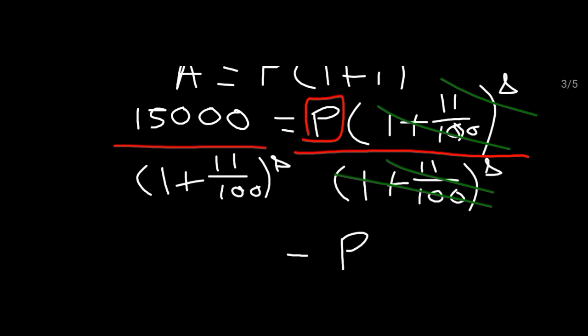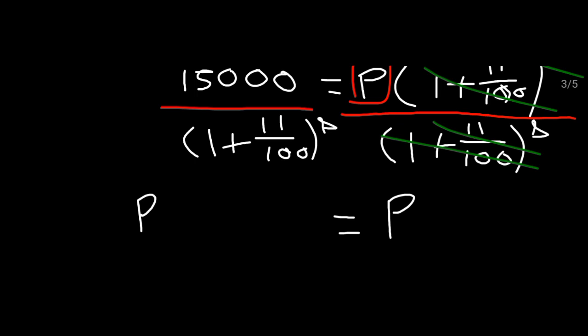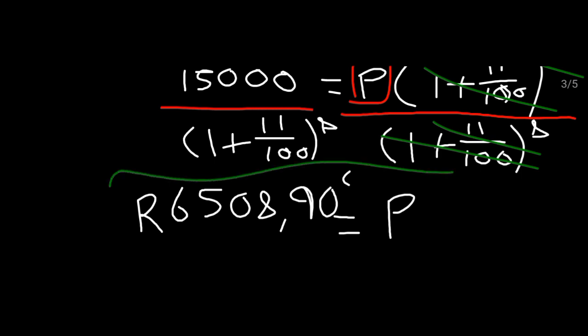You say 15,000 divided by 1 plus 11 over 100, and then all to the exponent of 8. And then we get the value of, write it here. We get the value of 6,508 rand, 90 cents. That is your amount. What is this?